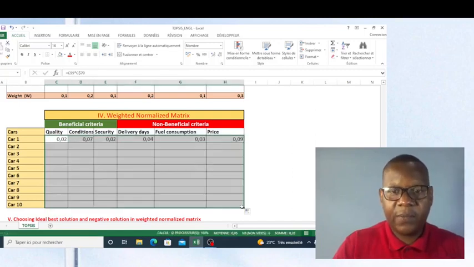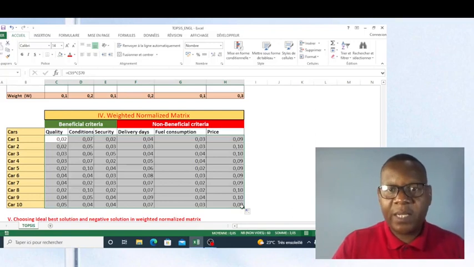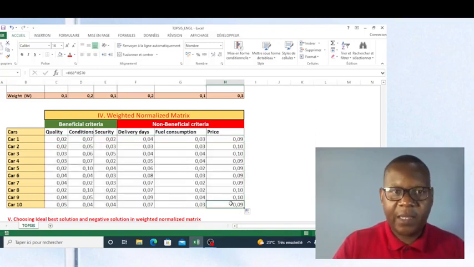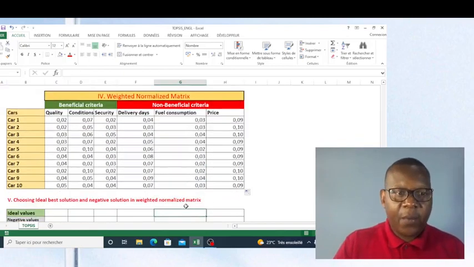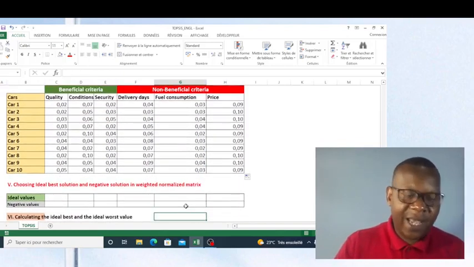Yeah, I finished. This is the weighted normalized matrix. You can see now, as you can see here, this is this one multiplied by this one. And this value is, as you can see here, this one. Now, as you can see, this is correct. Now, what is the next step?